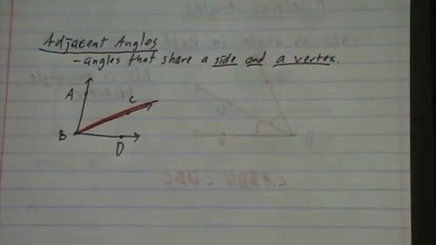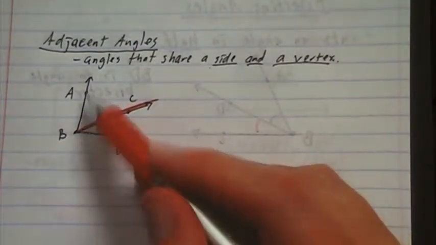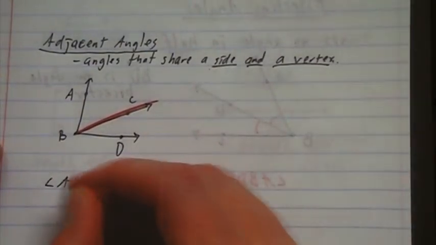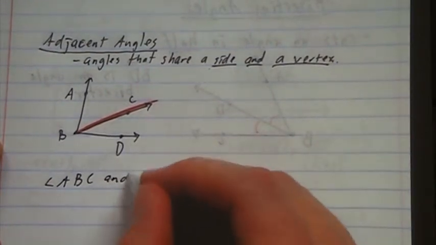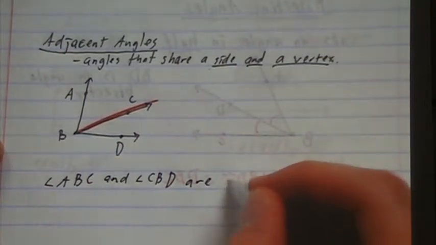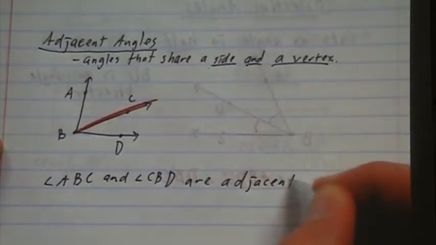Why that is a thing we care about is because they're right next to each other. We know part plus part equals whole. So it's adjacent angles set up for the angle addition situations. So we could say angle ABC and angle CBD are adjacent. Bam.